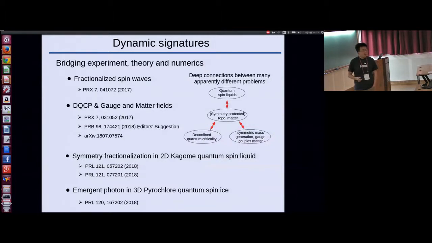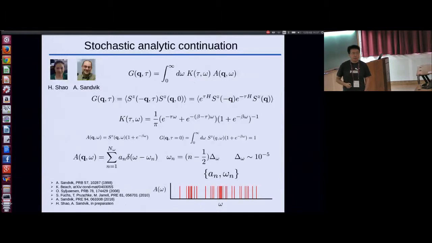And so these dynamic signatures are hard to get because, as you know very well, in the quantum Monte Carlo simulations, everything lives in so-called imaginary time or Matsubara frequency. So we do not have the real frequency information. And to have the real frequency information, people do analytic continuations. But analytic continuation has many versions, and it is well known that it's a very difficult problem. It is a difficult problem for the following reason.